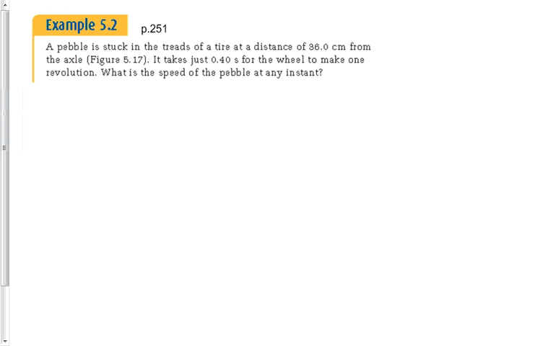Let's try another one, 5.2, this time on page 251. It says a pebble is stuck in the treads of a tire at a distance of 36 centimeters from the axle. It takes 0.4 seconds for the wheel to make 1 revolution. What's the speed of the pebble at any instant? Here's my radius, I'm going to make it 0.360 meters. My period, the time for 1 complete revolution, is 0.40 seconds. I want to know the speed, how fast it's moving.